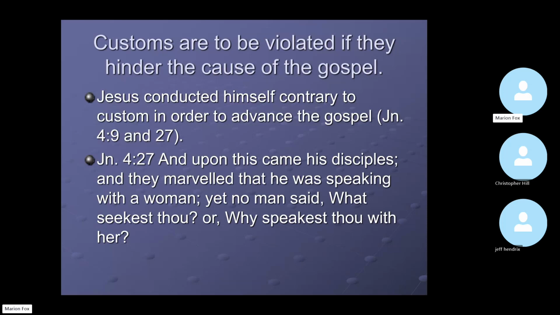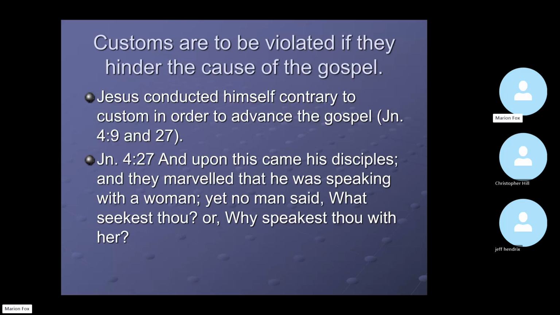Well, why would they marvel? Well, because it was a custom that a rabbi wouldn't have anything to do with a woman. He wouldn't speak with a woman, which is a ridiculous custom, but that was their custom. And no man said, what seekest thou, or why speakest thou with her? They didn't ask him, but they were amazed that it was happening. And particularly because she was a Samaritan as well.